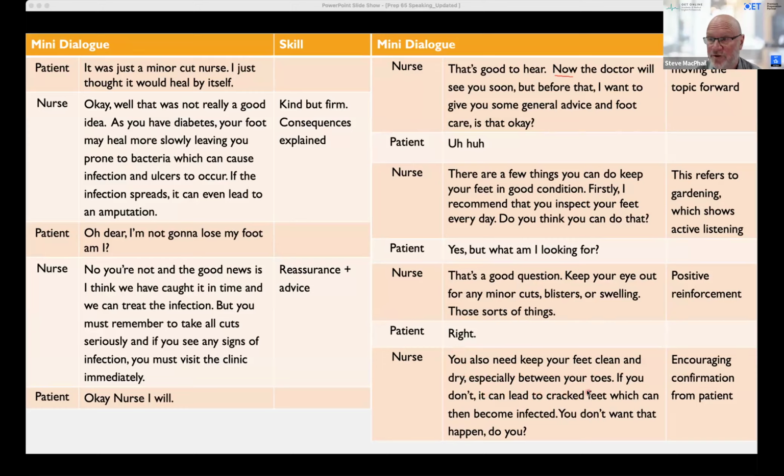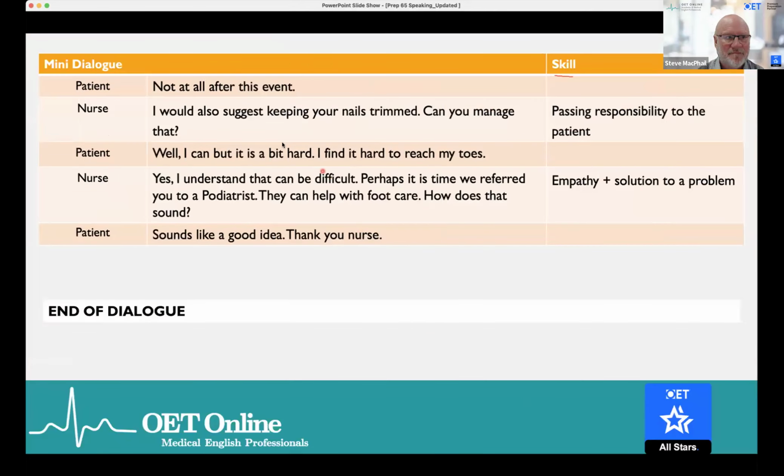especially between your toes. If you don't, it can lead to cracked feet, which can then become infected. You don't want that to happen, do you? Not at all. Nurse says, I would also suggest keeping your nails trimmed. Can you manage that? Well, I can, but it's a bit hard. I find it hard to reach my toes.